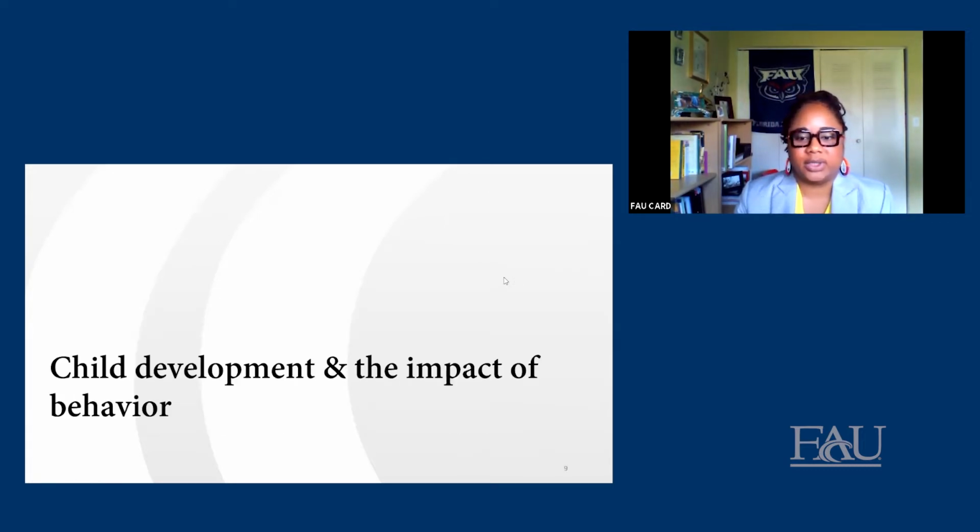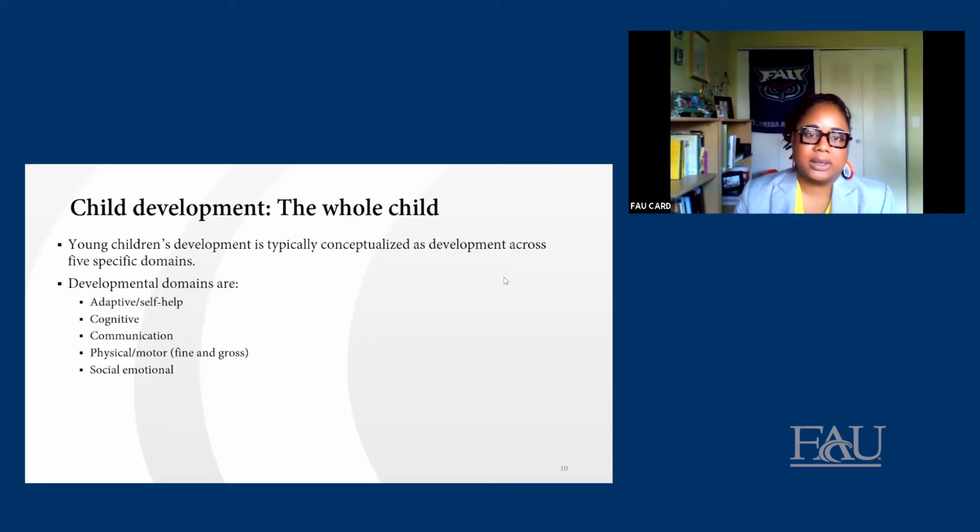Now we can move on to child development and the impact of behavior. Child development. Before we discuss child development, let's think about the whole child. Young children's development is typically conceptualized as development across several domains, 5 specific domains that is. These are adaptive or self-help, cognitive, communication, physical, which includes fine and gross motor, and social emotional.